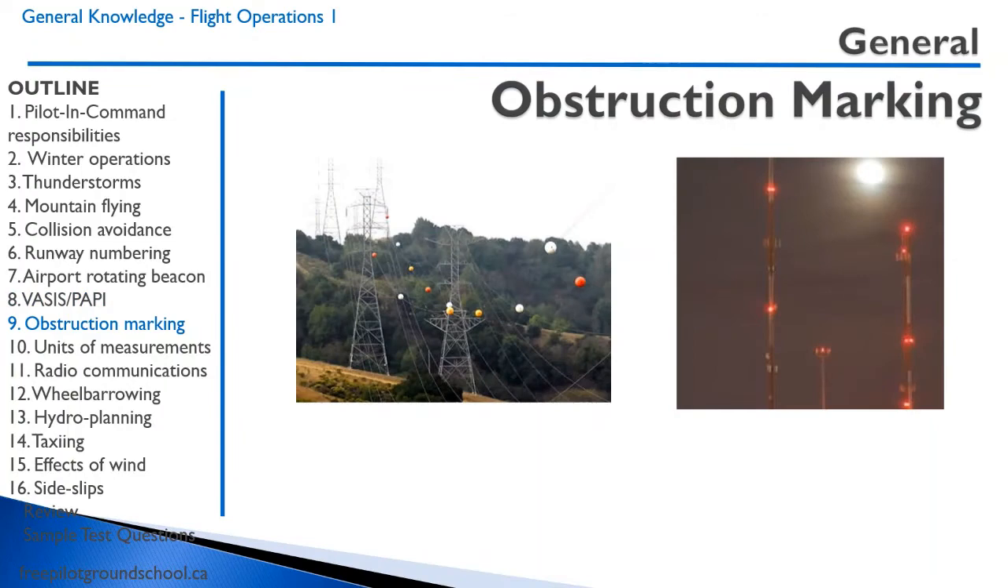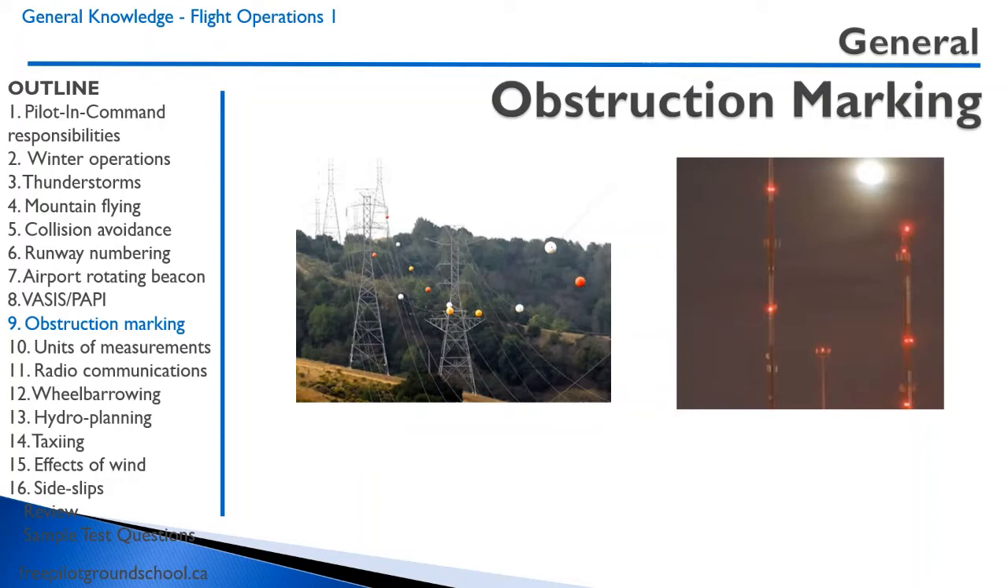Often obstructions are marked, although you shouldn't assume that they are. Towers often have red lights, and hydro lines in areas where helicopters or aircraft might be flying have balls put on them so that you can see the wires. However, if you are flying in an area where there might be hydro wires, don't look for the wires. They're usually too thin to identify. Rather, look for the towers, and then obviously if there are towers, there are going to be wires associated.